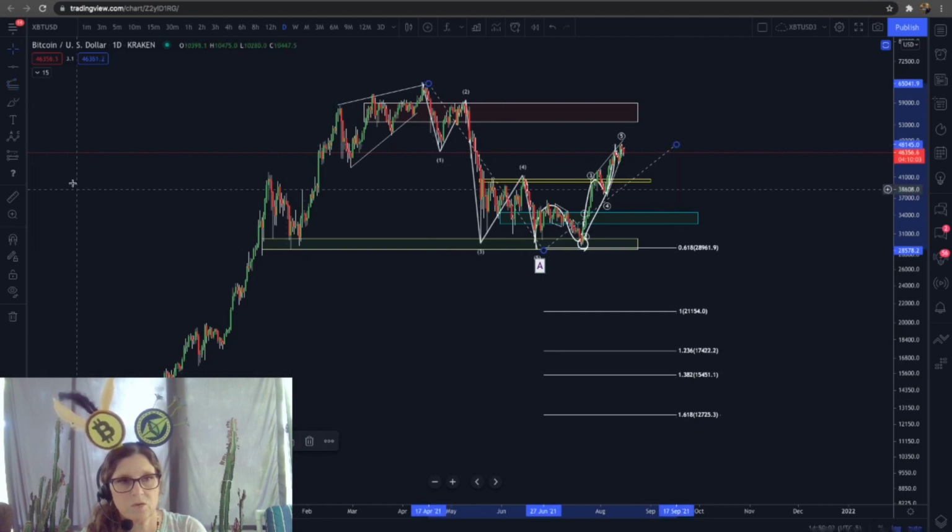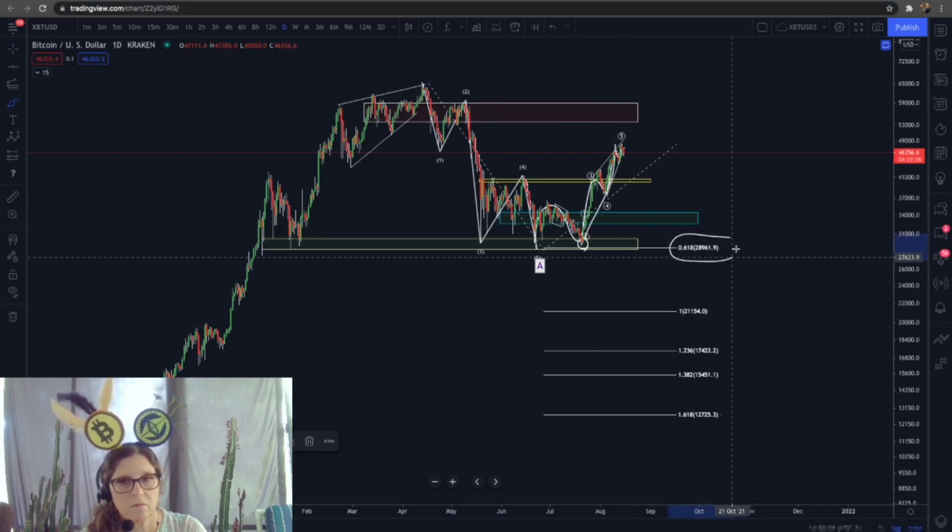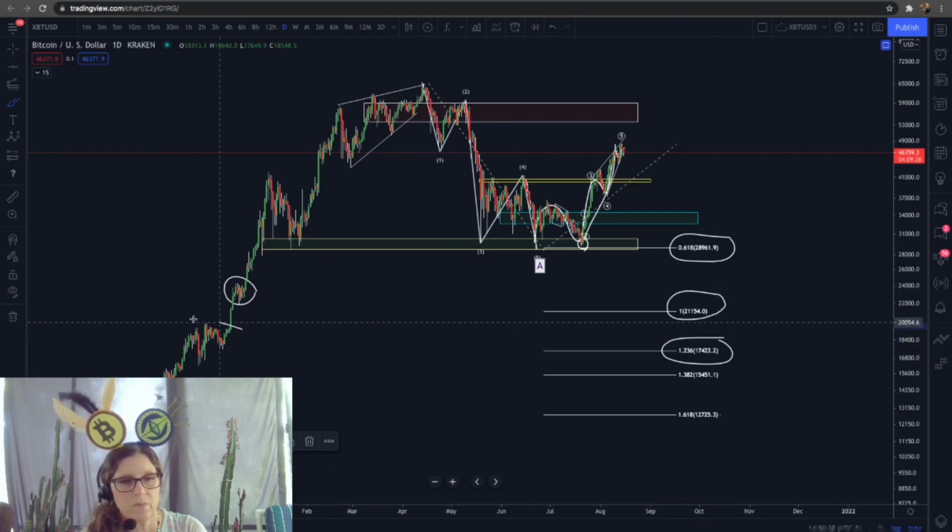So the first place we're going to look is coming right into this bottom support, which is the 618. That is the first place we can truncate. And we can hold this low, and that would be very, very bullish, which is at 28,961. The next one down is the 1-to-1 at 21,154, which is coming in right to this support. The next one down is at 17,422, which is coming into this support. And the next one down is 15,451, which is coming in right at the bottom of this support.